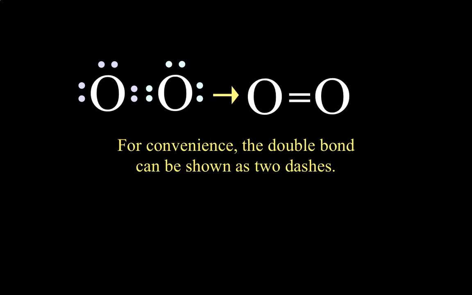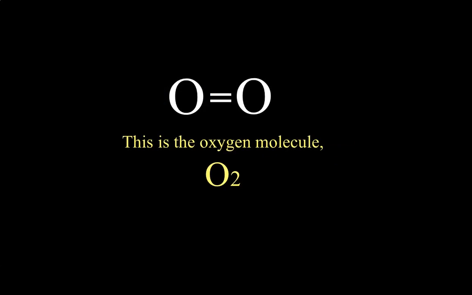You can write it like this, showing the electrons, but you can also show it as 2 dashes. So this is an oxygen molecule. Oxygen is also a diatomic molecule.